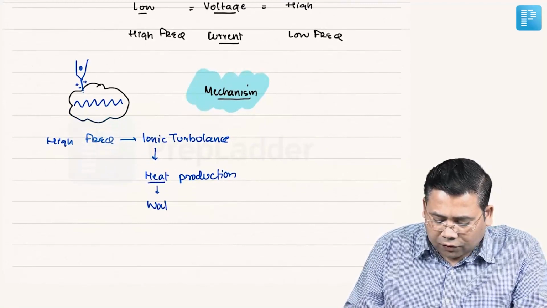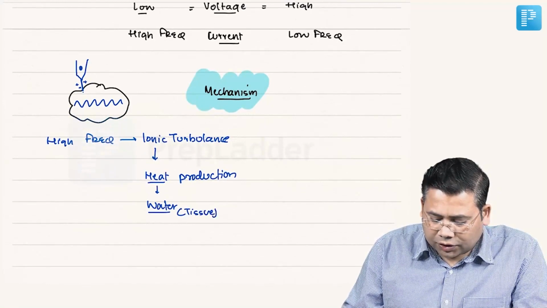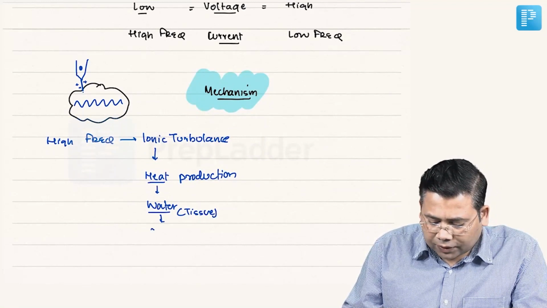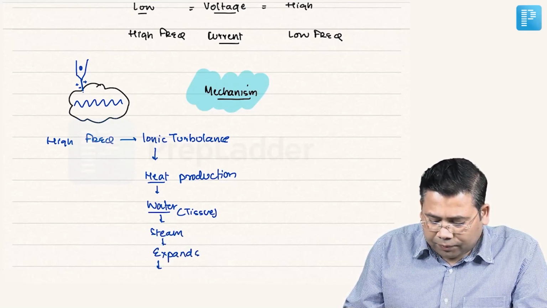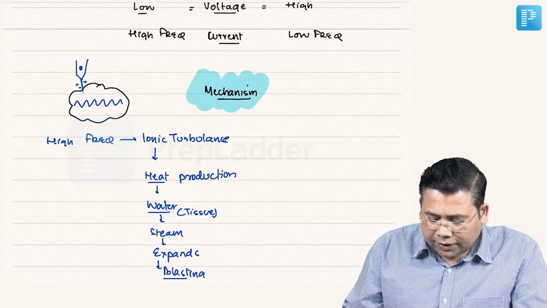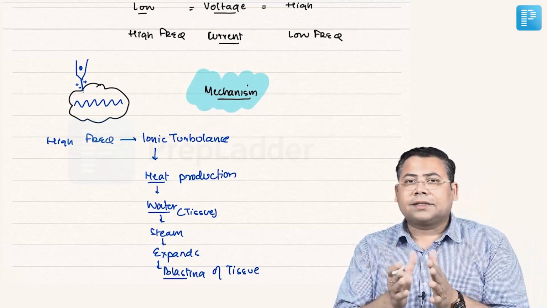So the conversion of water, and where is this water? Inside the tissue. So the tissue moisture converts into what? The steam, and the steam will expand, and when the steam expands, there will be blasting of the tissue. So blasting of the tissue is the mechanism by which we induce the cut effect. So cut is like a bomb blast.